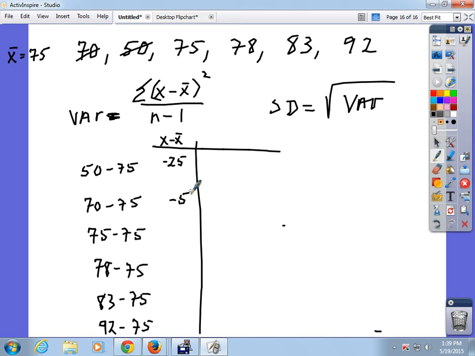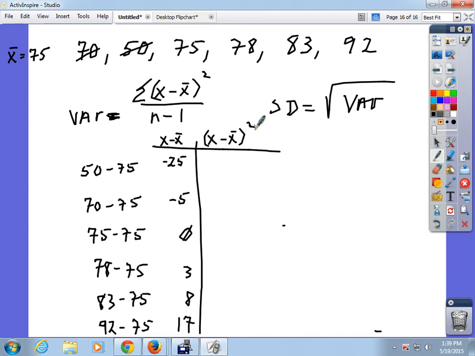I'll do this one for you. 0. What's this one? 3. What's this one? 8. Y'all don't speak at one time. What about this one? How much? 17. Alright, now what do we do to x minus x bar? Once we get that number, what do we do to it? Square it. So this will be x minus x bar, quantity squared.